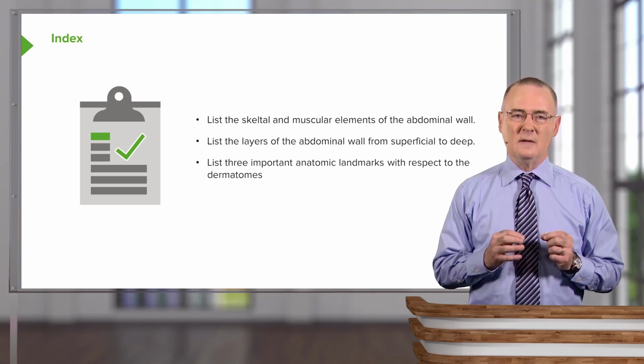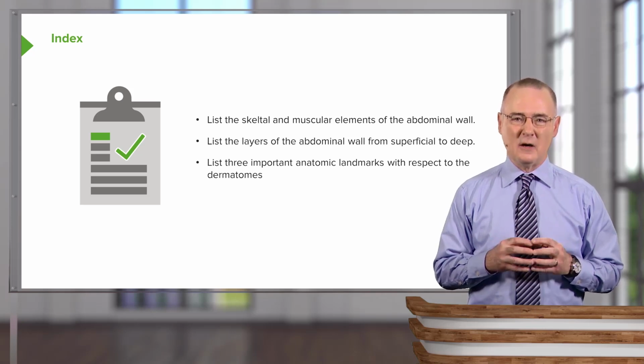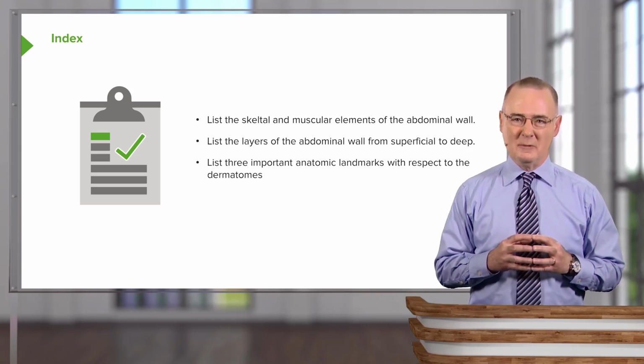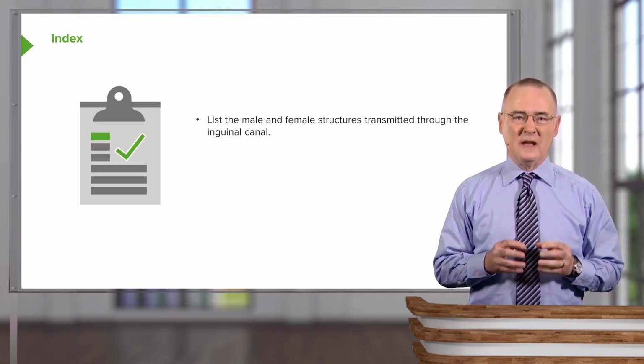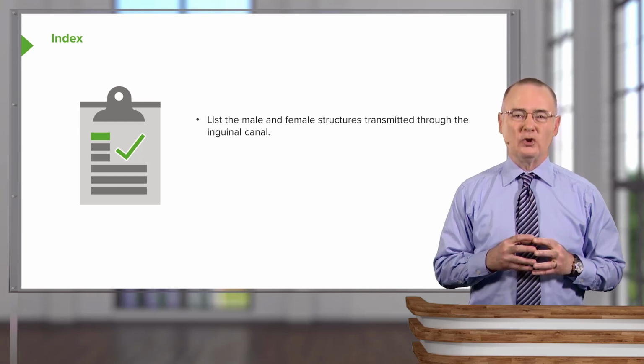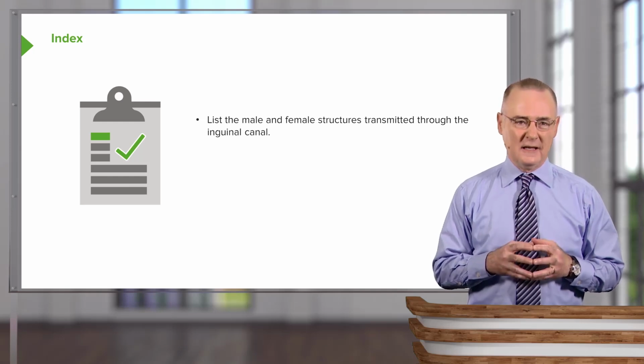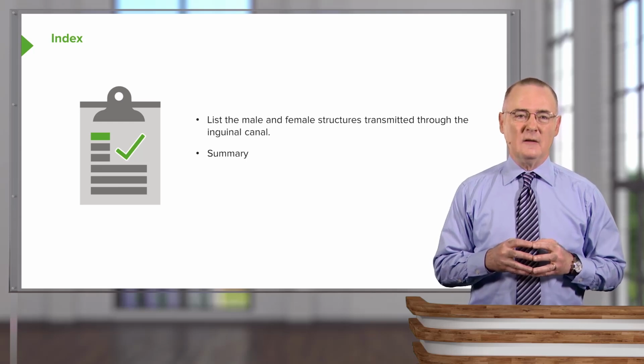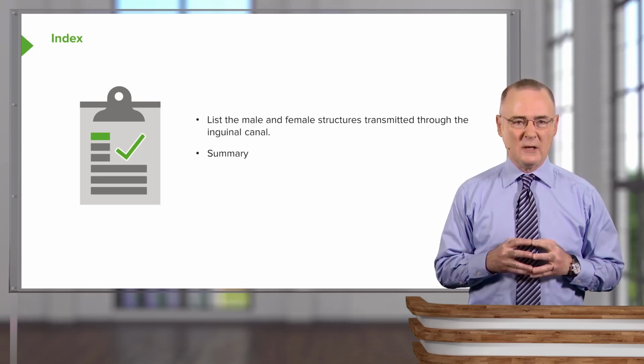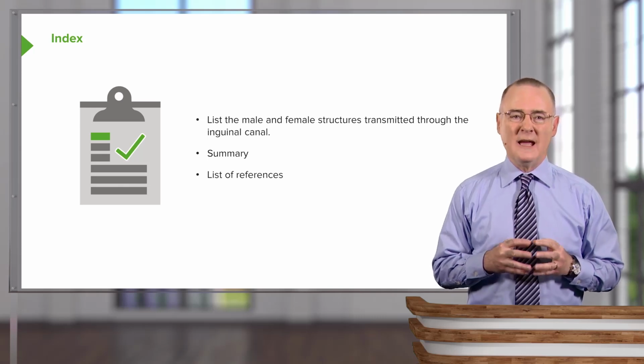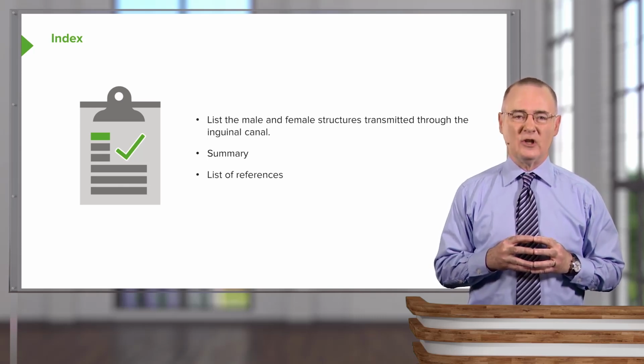List 3 important anatomic landmarks with respect to the dermatomes. And lastly, list the male and female major structures transmitted through the Inguinal Canal. We will then highlight the key messages from this presentation in a summary, and then provide for attribution of the images that were used throughout this presentation.